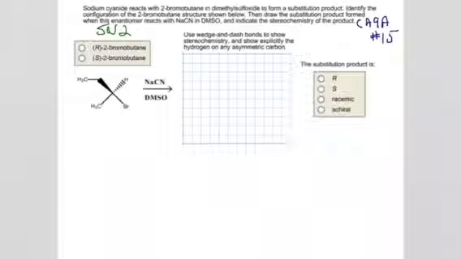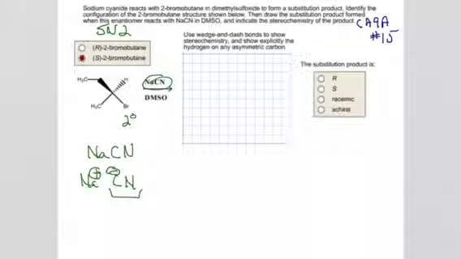We can see that it is a secondary alkyl halide. Bromine is priority 1, the ethyl group is priority 2, and the methyl group is priority 3, and the hydrogen is priority 4. So if we look at that, we can see that this must be S-2-bromobutane. Our nucleophile is sodium cyanide, or more specifically, the cyanide ion is our nucleophile.